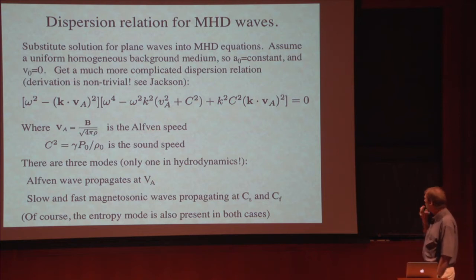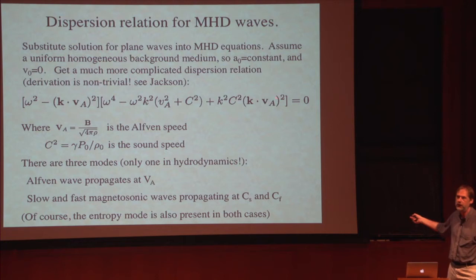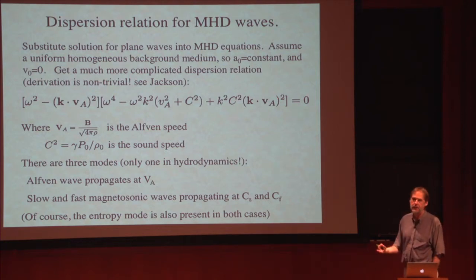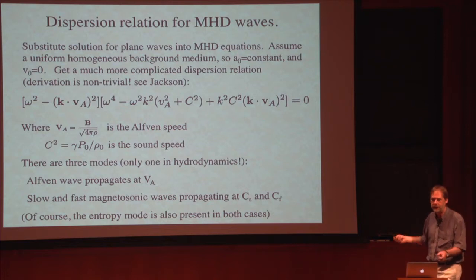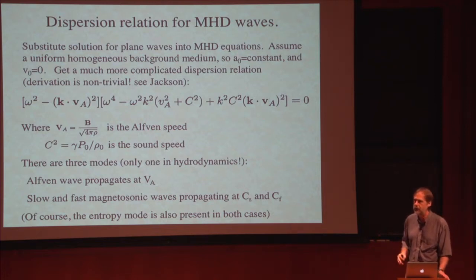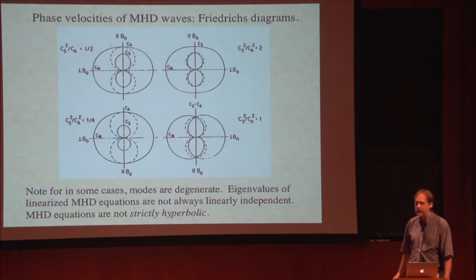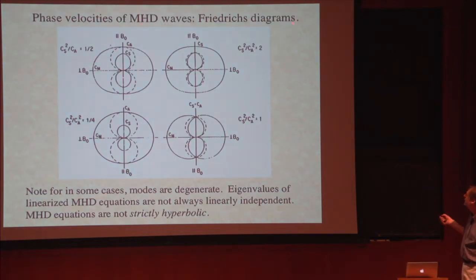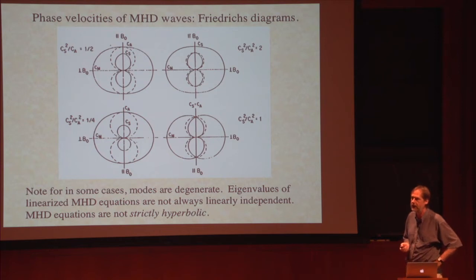Now, what's interesting is that this dispersion relation depends on the angle between the wave vector and the Alfvén velocity. And the Alfvén velocity really is the magnetic field direction. This depends on the direction of propagation of the wave and the direction of the magnetic field. So waves in MHD are not isotropic. They vary their character depending on which direction they're going. And this is best understood by using something called Friedrichs diagrams, which are polar plots which show you the phase velocity for each of the different wave families in MHD.